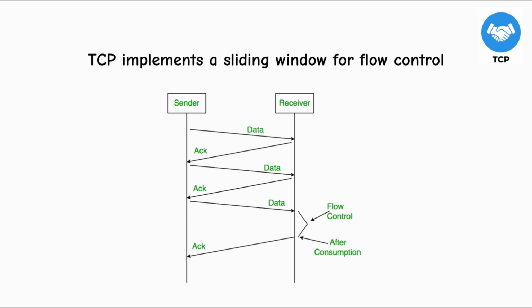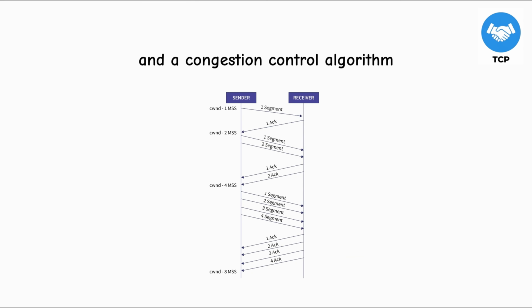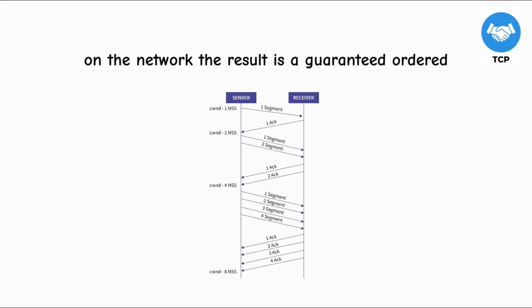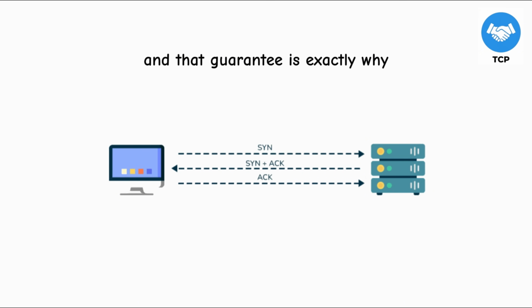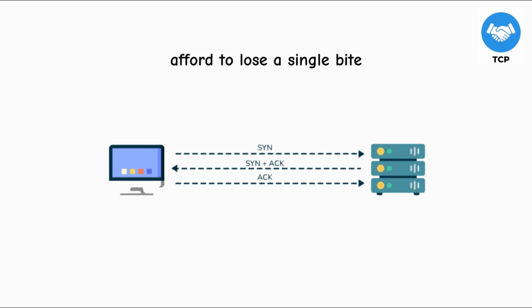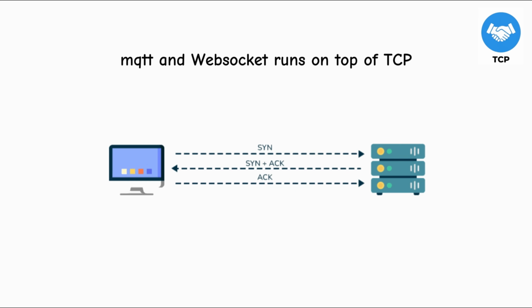On top of that, TCP implements a sliding window for flow control, preventing a fast sender from flooding a slow receiver, and a congestion control algorithm that backs off when it detects packet loss on the network. The result is a guaranteed, ordered, reliable byte stream between 2 endpoints, and that guarantee is exactly why every protocol that cannot afford to lose a single byte, like HTTP, HTTPS, MQTT, and WebSocket, runs on top of TCP.